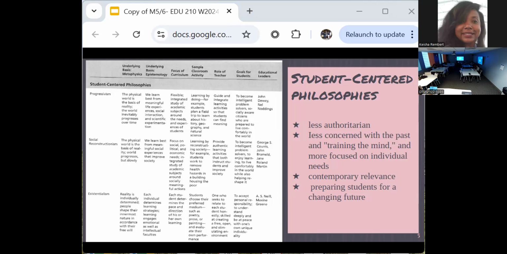The next one is social reconstructivism. And again, another student-centered approach, but it takes things a step further than progressivism because not only is it focused on the progress of the student, social reconstructivism is focused on changing society. Social reconstructivists believe that education should address social issues like poverty, racism, and environmental problems. And in the end, the goal of the social reconstructivist classroom is to create a more equal and just society.